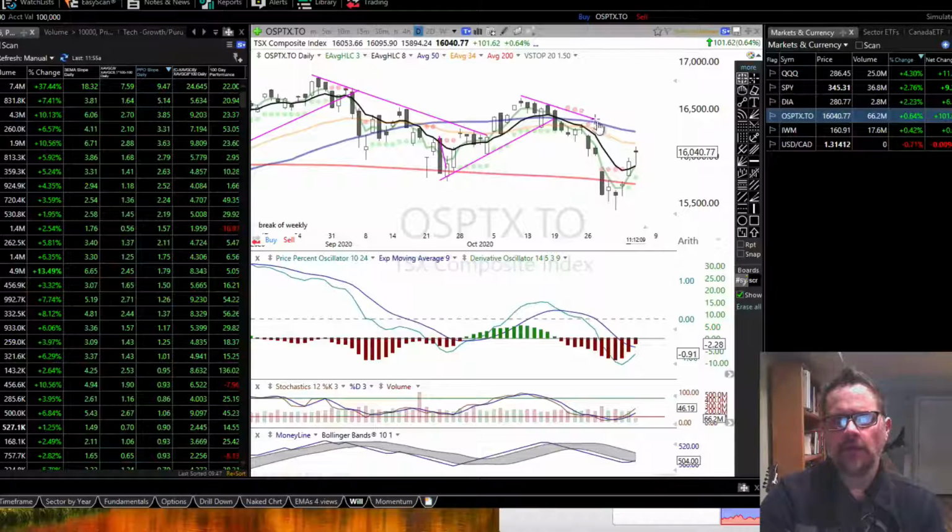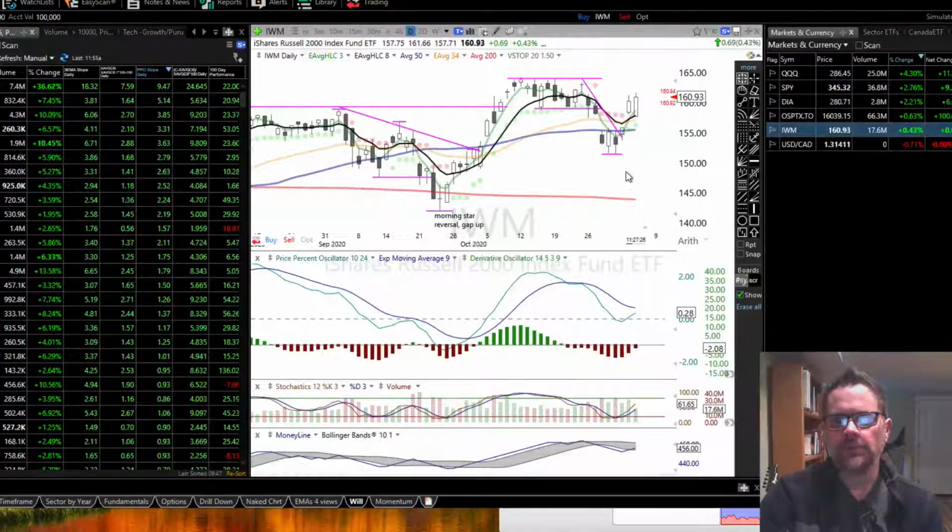In Canada, the Toronto Stock Exchange is not as strong, though you have the doji gap ups as well. It's got a lot of resistance here with the 50-day moving average, of course. Canada has a lot of oil and gas and banks which aren't doing too well. IWM, which is the Russell 2000, is doing pretty well.